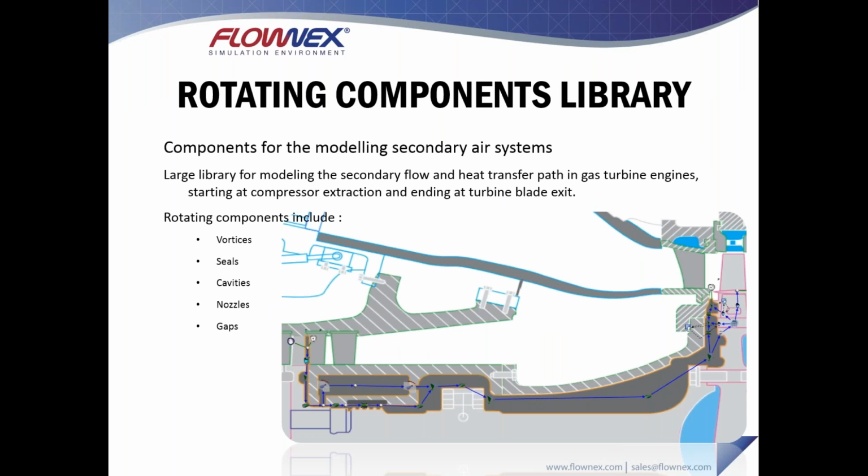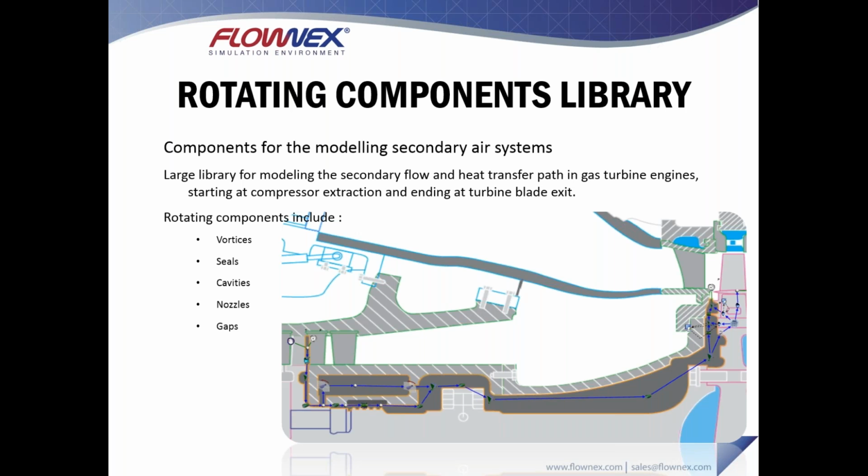If we look at the Flownex component library, for modeling secondary flow paths, it has a full library of components. Everything you'd expect to see in a secondary flow path in terms of vortices, seals, cavities, nozzles, all of these components that you'd link up and model a flow path between a compressor outlet all the way to a turbine blade. And that's what we've done here on the screenshot you can see, and this is a model I'll be pulling up a little bit later and talking to as well.